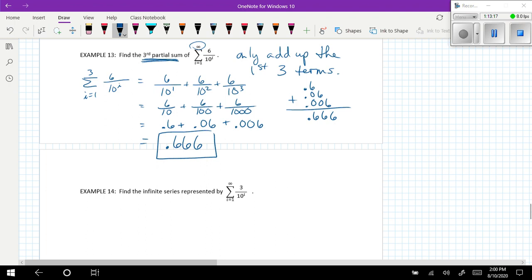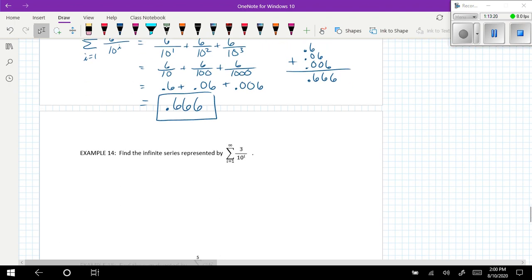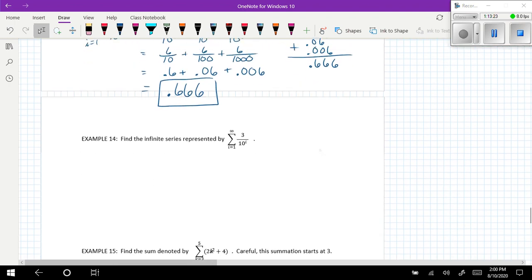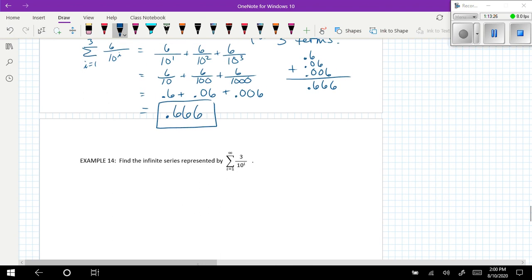Pretty simple. Find the infinite series represented by the summation as i goes from 1 to infinity of 3 over 10 to the i. I want an infinite series. So first I have to look at it and see what it means. This is 3 over 10 to the first, starting at 1, that's my lower limit, plus 3 over 10 to the second, plus 3 over 10 to the third, plus 3 over 10 to the fourth, plus, and this just keeps going and going infinitely.